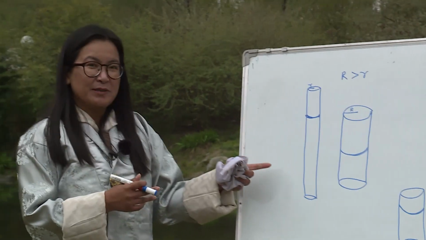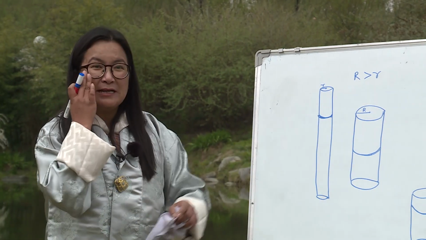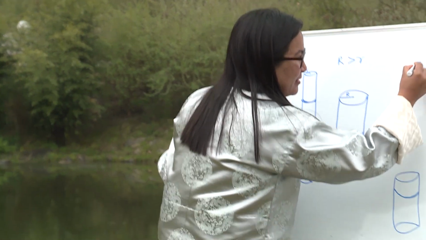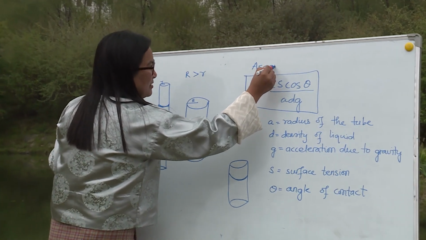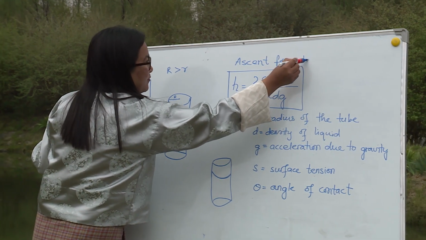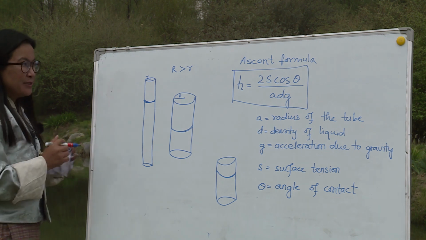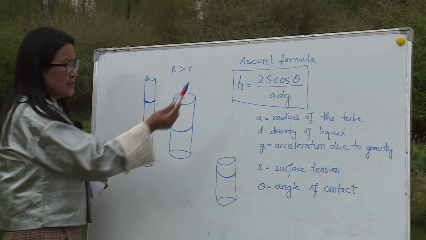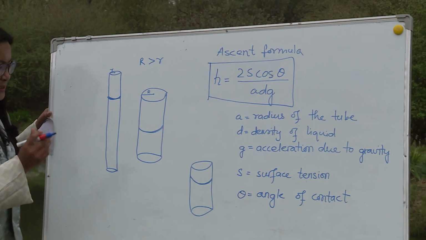Now what could be the reason for this difference of rise in liquid level? The reason is explained by this formula, which is called the ascent formula, and this formula helps you to find the rise in the level of the liquid in the capillary tube. Here S represents the surface tension, theta represents the angle of contact. Now what is the angle of contact?